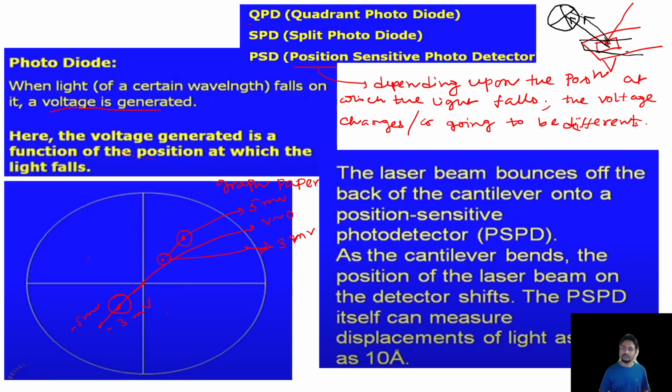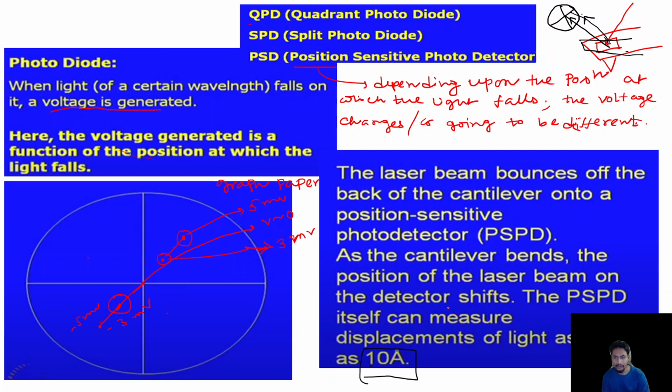There is no problem. And normally that means the light is actually reflecting back to the detector. And that's why this process is called the beam bouncing method. So the laser beam bounces off the back of the cantilever onto a position sensitive photodetector. As the cantilever bends, the position of the laser beam on the detector shifts. The PSPD itself can measure a displacement of light as small as 10 angstrom. So a change as small as 10 angstrom can be measured. So an atomic resolution can be achieved, right?